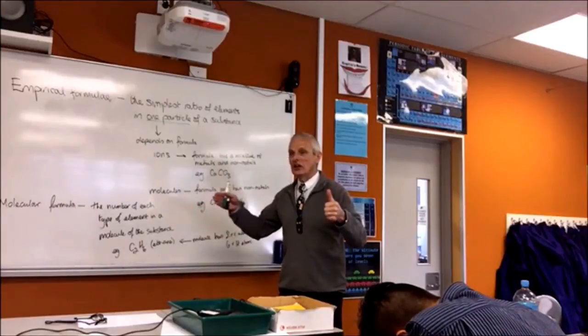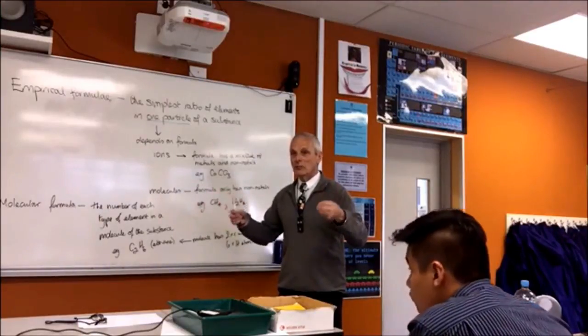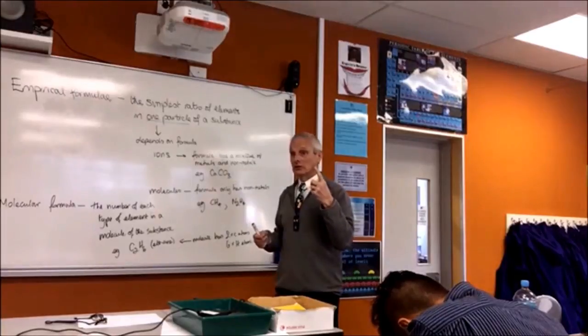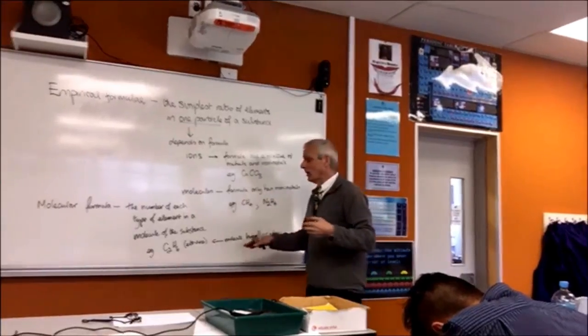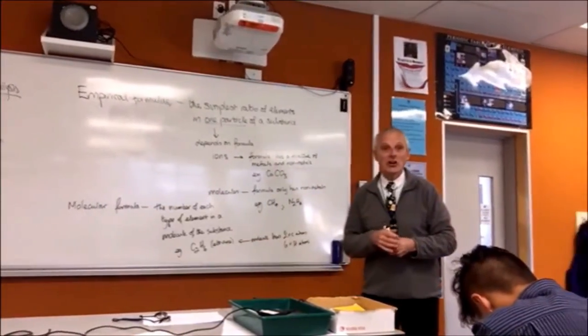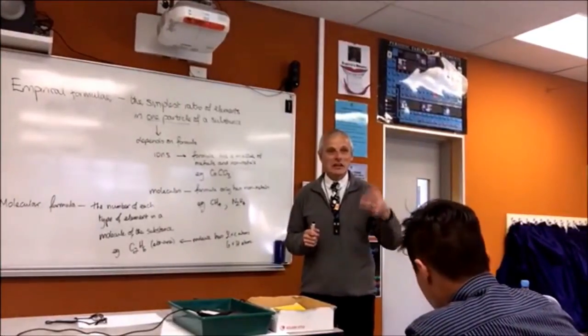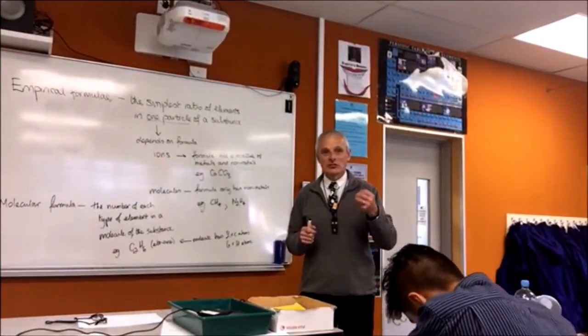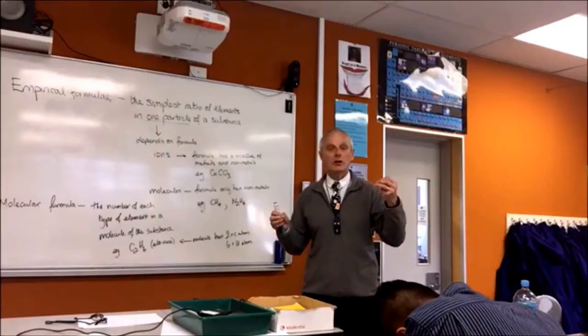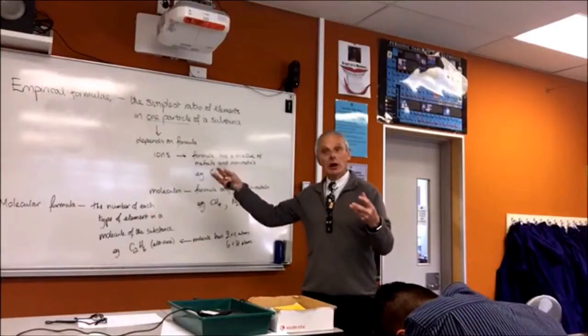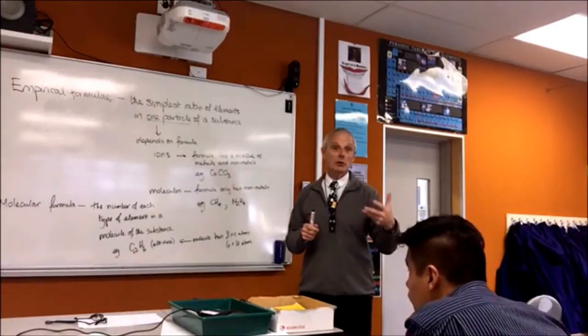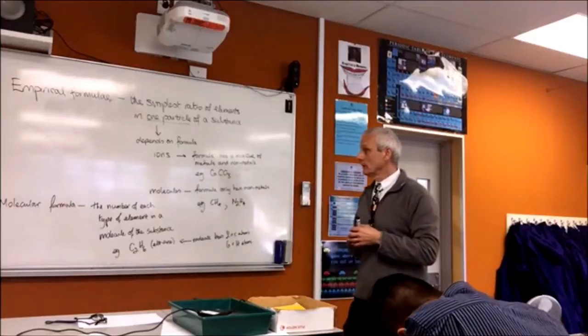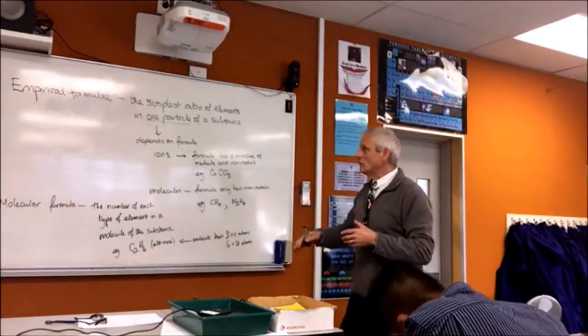What we need is the number of each type of element in one particle. In the case of a molecule, the empirical formula's not giving us the right answer. We need a molecular formula, because that's what we want to do with these formulas, to see how many of each particle react together when we do a chemical reaction. So that's our starting point.